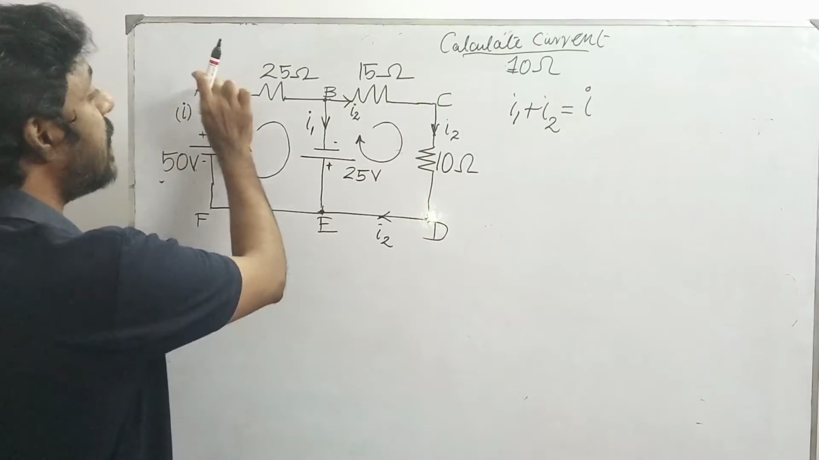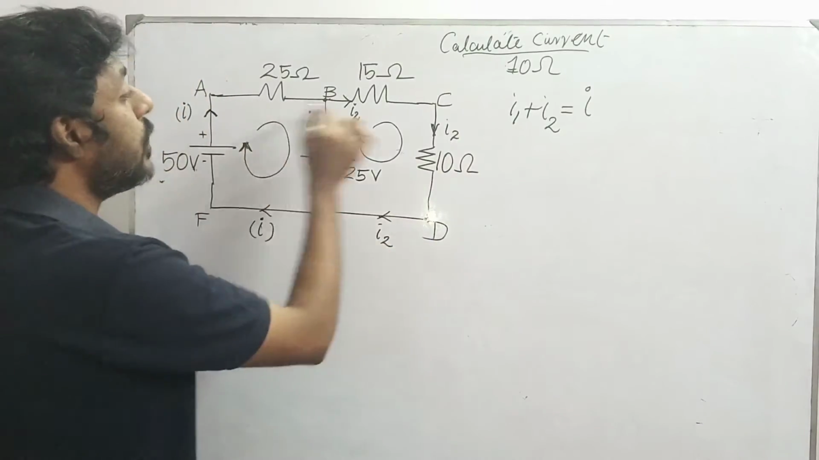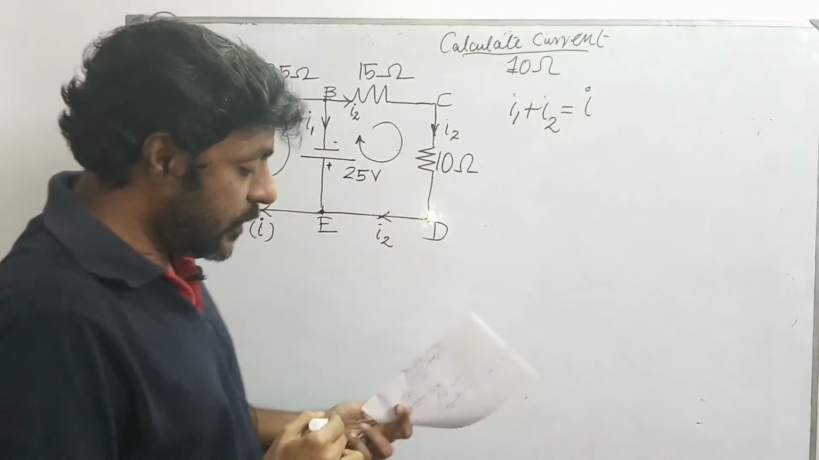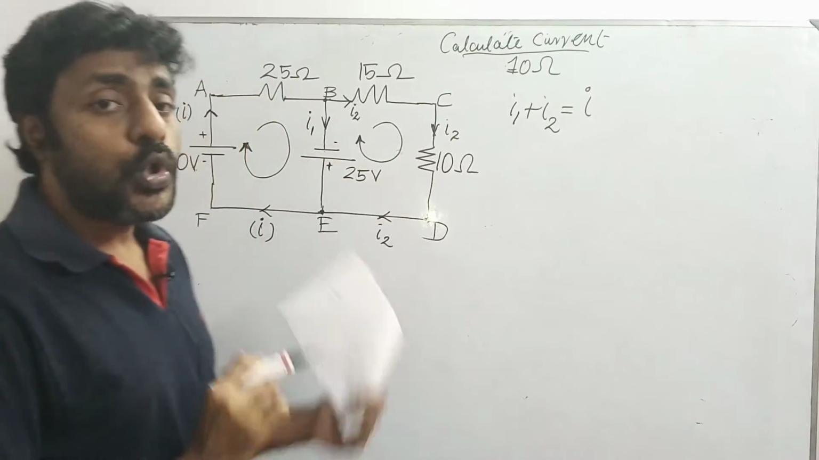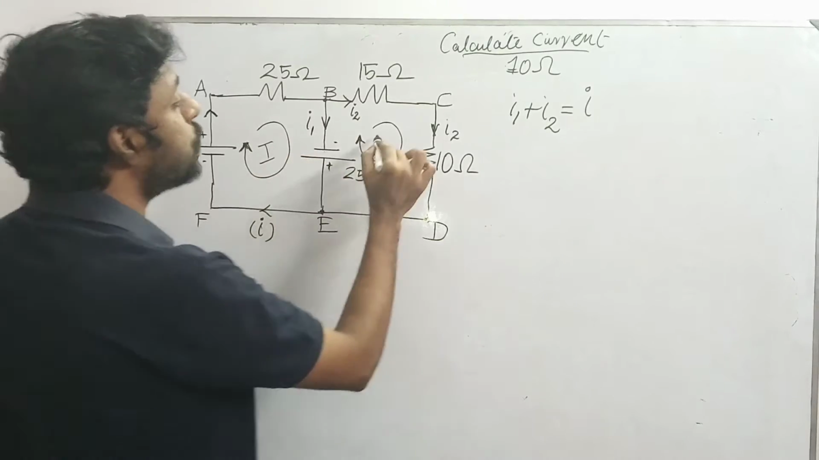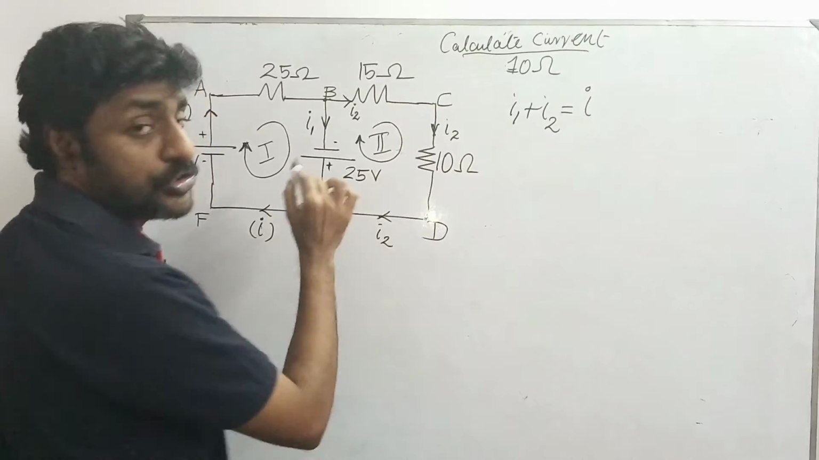This is how you need to mark the corners, and you need to assign the value of the current along with its direction. You should mark the direction of the currents in this loop. So in this circuit you have two closed loops. This one is the first loop, and this one is the second loop. So this is a closed loop. This one is also a closed loop, right?